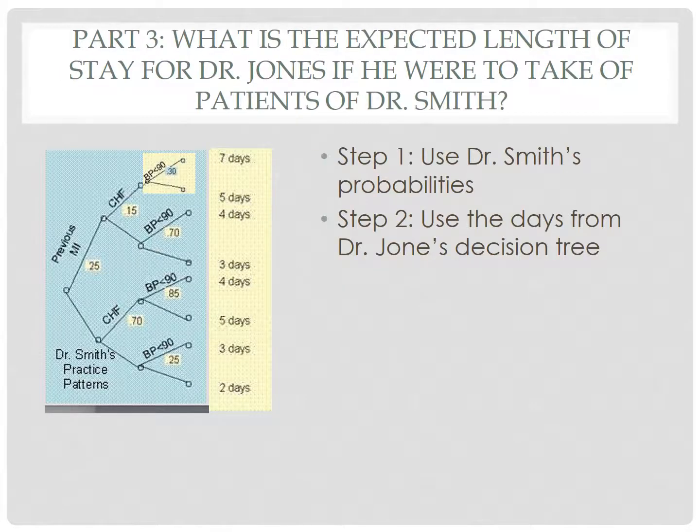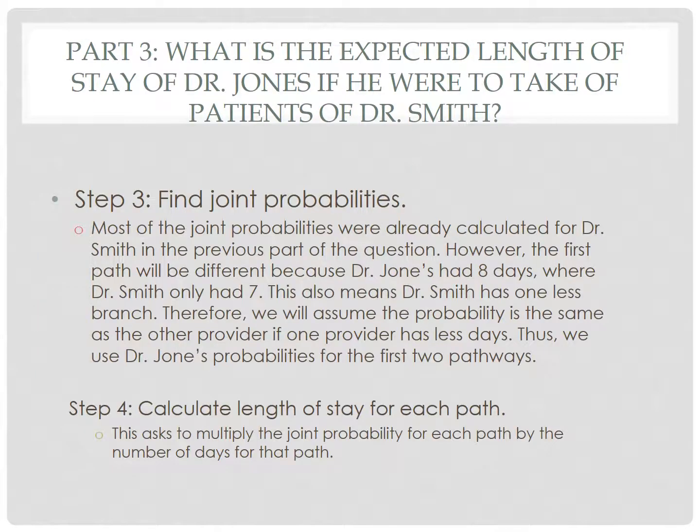Now we will look at a scenario where Dr. Jones takes care of Dr. Smith's patients. Here you can see I combined the decision trees of both providers. The left has Dr. Smith's probabilities and the right has the length of days for Dr. Jones. After you enter the probabilities from Dr. Smith and the outcomes from Dr. Jones in two separate columns, we will find joint probabilities.